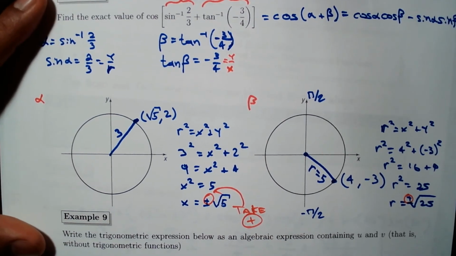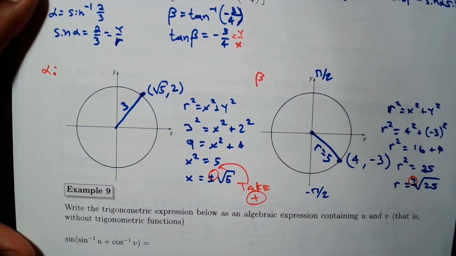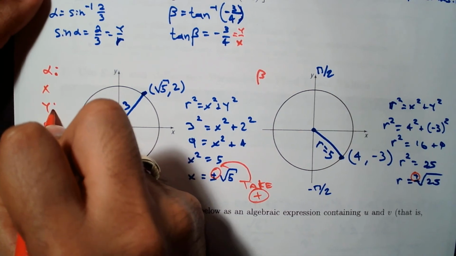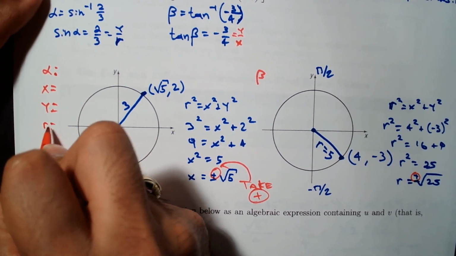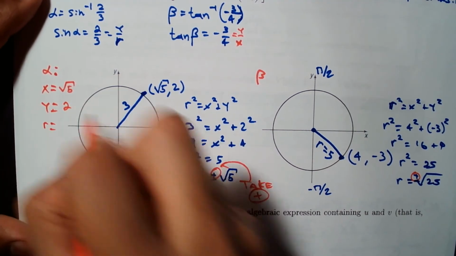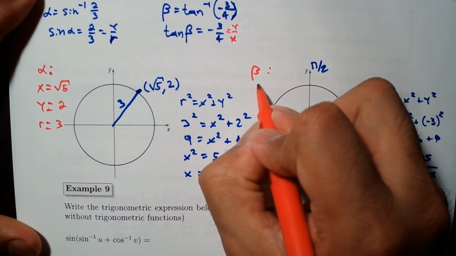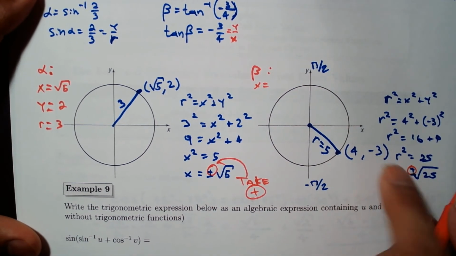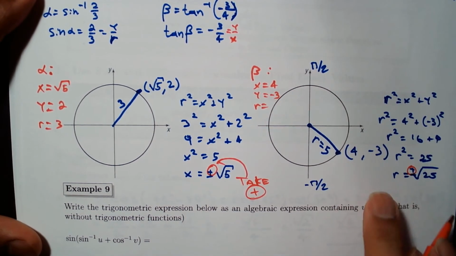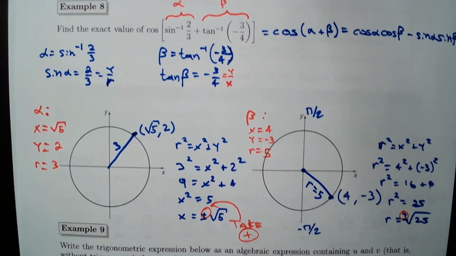So for alpha, what do we have for alpha? For alpha, we have x, y, r. x equals root of 5, y equals 2, and r equals 3. For beta, x equals 4, y equals negative 3, and r equals 5. Okay, so we're ready essentially to get all this.